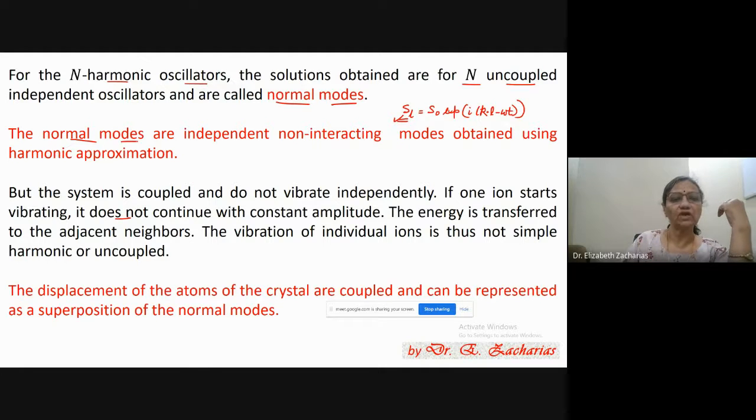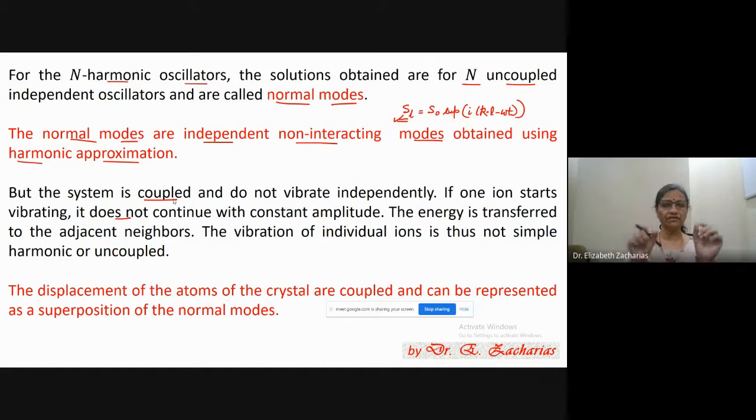Normal modes are independent, non-interacting modes obtained using harmonic approximation. So that means this n-body problem, an n-atom one-dimensional crystal, has n independent ways by which the atoms can vibrate. And you are considering these modes as non-interacting. This is a simplification that we did. But the system is not like that, it is coupled, so they cannot oscillate independently.